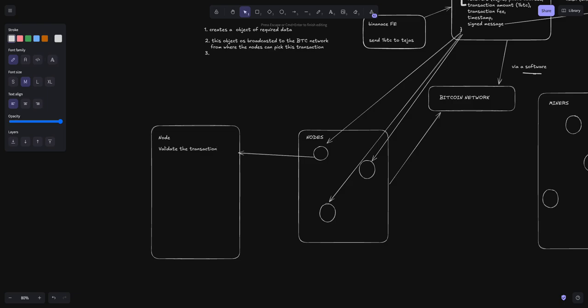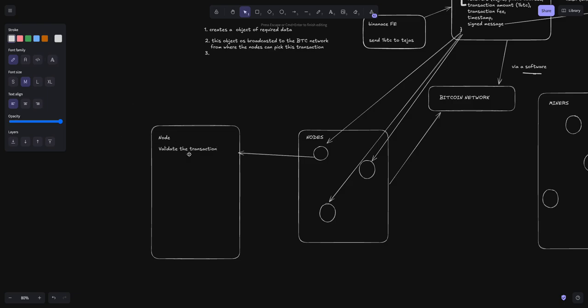That means the sender's public address is valid. The correct sender, the actual owner, is sending the money. Does the sender have an adequate amount of money available in their account? And the fourth thing, the person who is receiving this amount, is it a valid address or not?